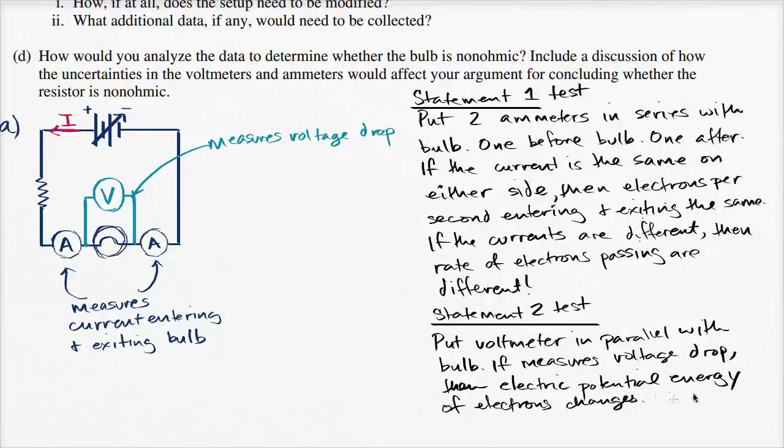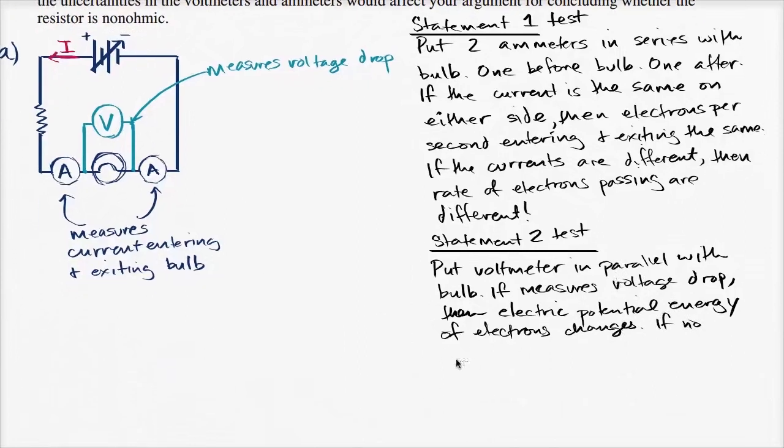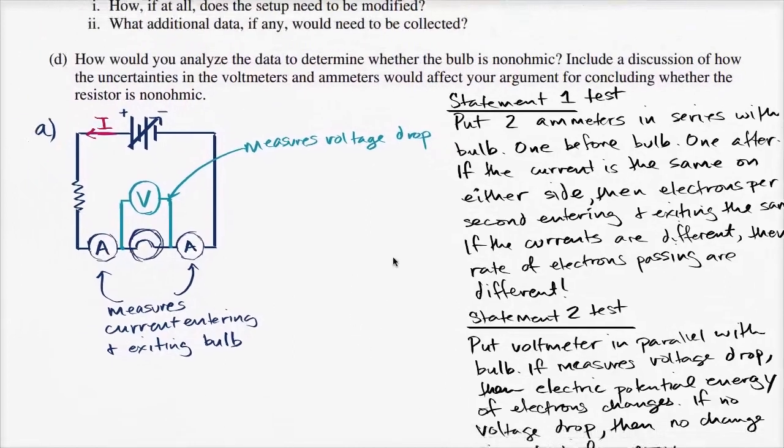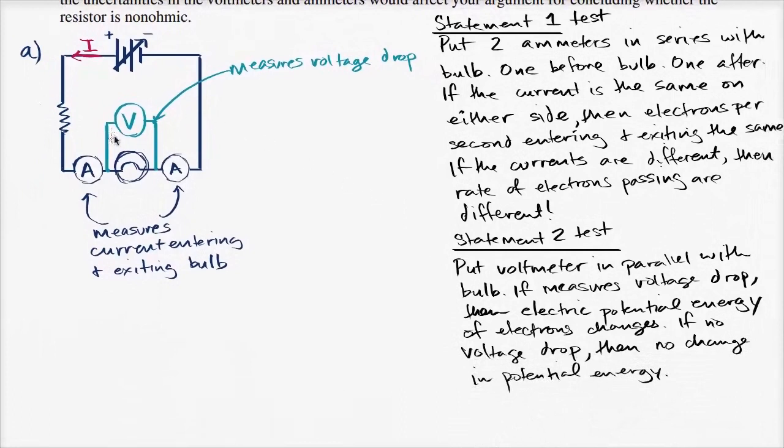Otherwise, it does not. If no voltage drop, then no change in electric potential energy. And there you go. That is part A, where I've set up my neat diagram.